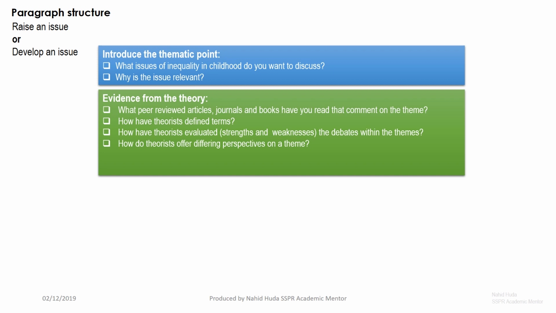And you'll have a number of different sources. So you can go to peer-reviewed articles and journals. You can go to books. You have to look at how theorists have defined terms. How have they evaluated the debates or the discourse within the themes? And how do theorists offer differing perspectives on a theme?